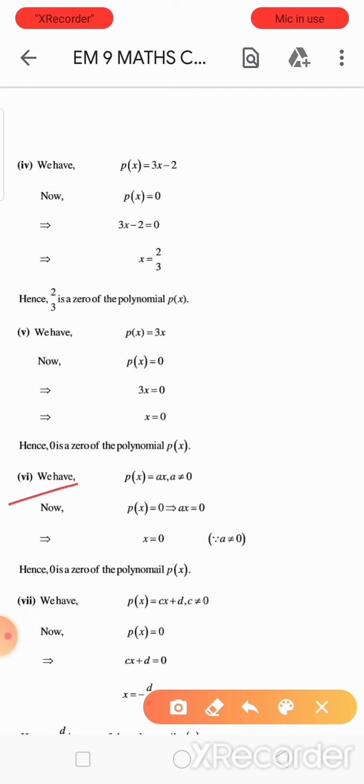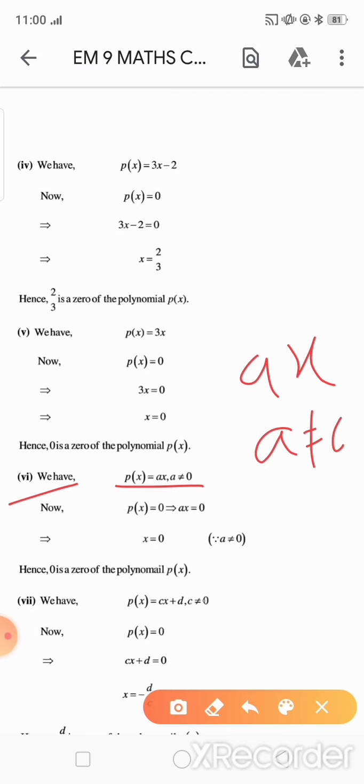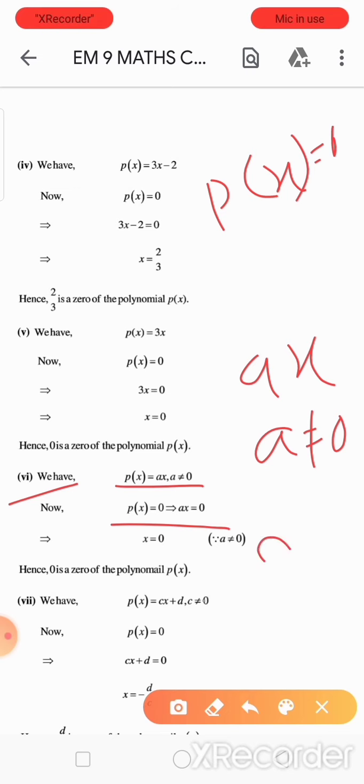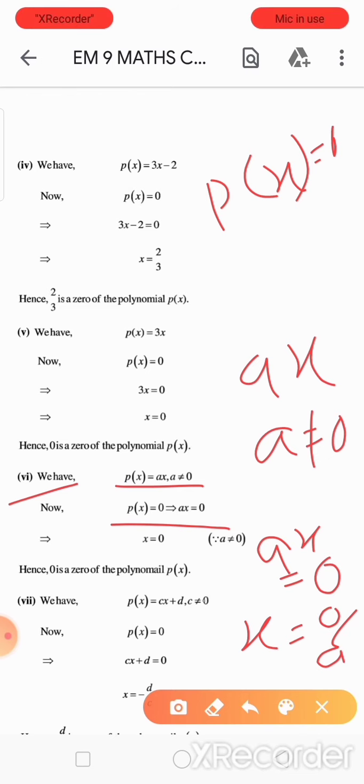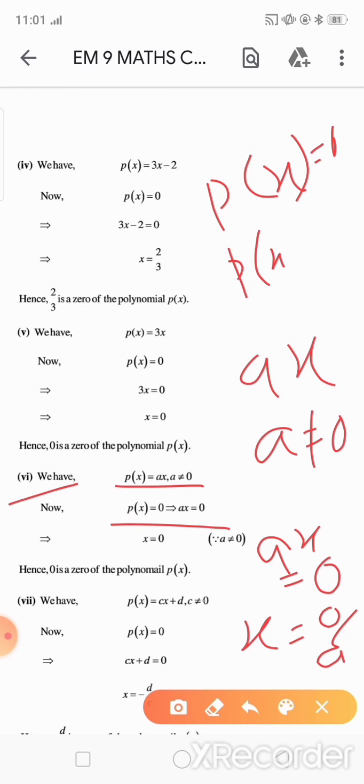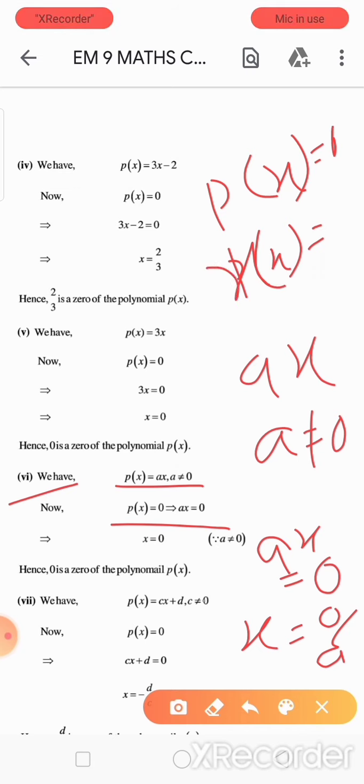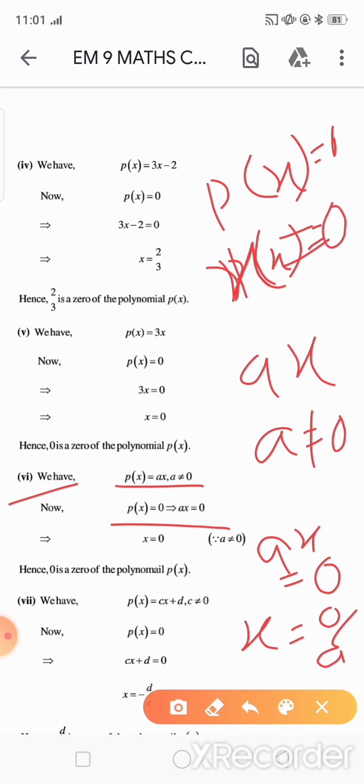Next question, question number 6. Our polynomial is given by ax. So p of x is equal to ax, where a not equal to 0 means the value of a is always not equal to 0. We have to find the zeros of the polynomial. We equate our polynomial p of x to 0. Then ax equal to 0. Then x equal to 0 upon a. And 0 upon a means 0. Then the value of x equal to 0. Then we say 0 is the zero of polynomial p of x.